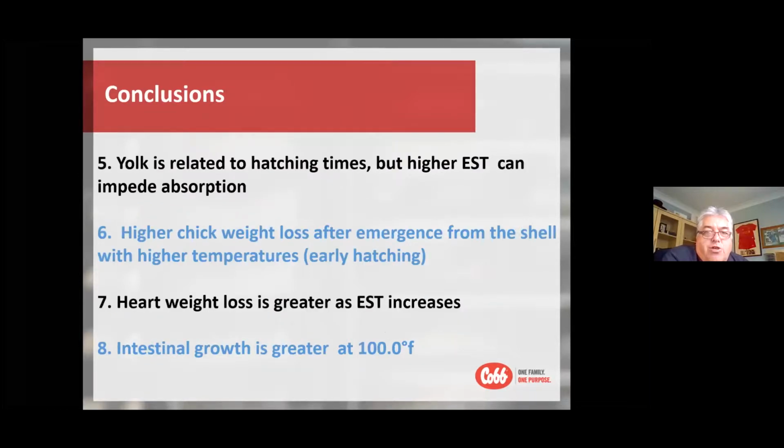Yolk is related to hatching times, but higher eggshell temperatures can impede absorption. And higher chick weight loss after emergence from the shell with higher temperatures, so we have to watch out that we don't get dehydration of chicks.